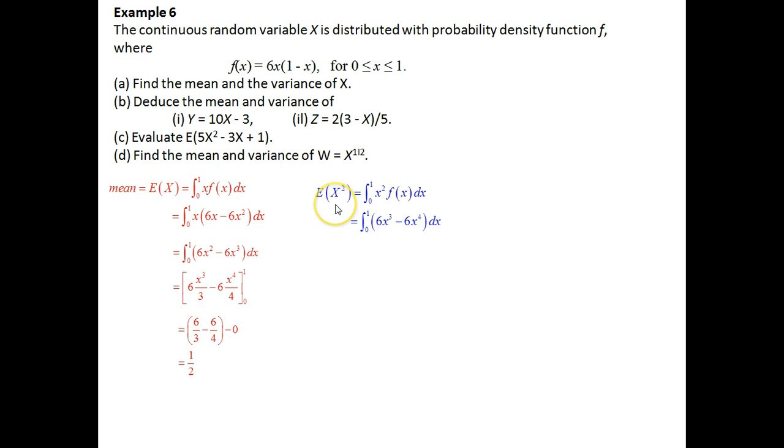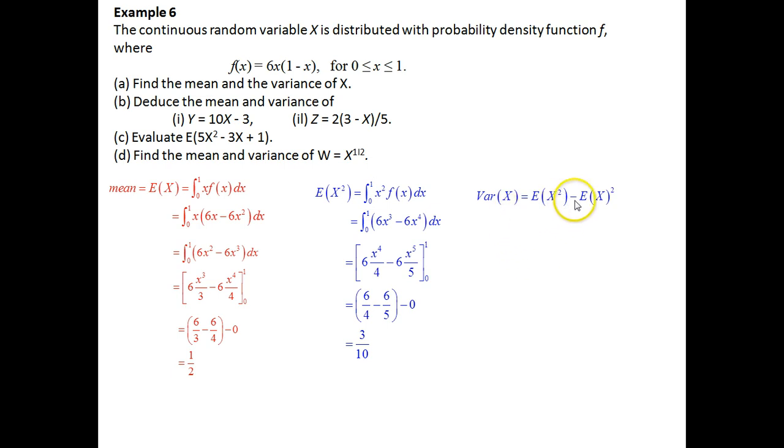So we need the variance. So I need E of x squared. So I need to multiply x squared with the function. So the function would be 6x cubed minus 6x to the 4. Integrating that gives me 6x to the 4 over 4 minus 6x to the 5 over 5. And between 0 and 1, so I put a 1 in and a 0 in, and I get a 0, and my answer becomes 3/10 for E of x squared.